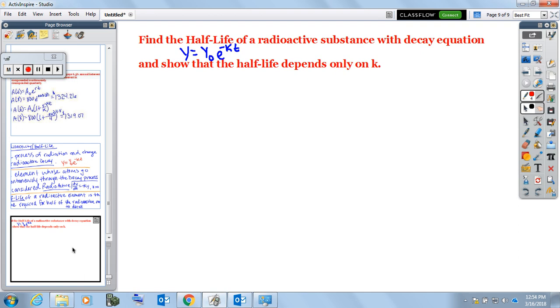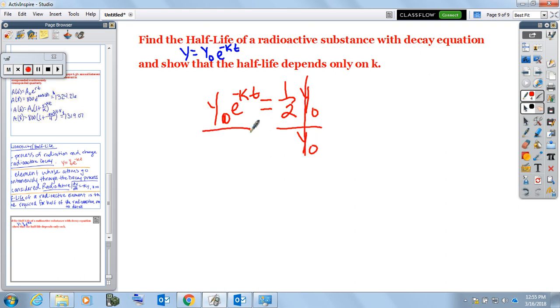So the half-life is the solution, really, to the following equation. If y normally is y naught times e to the negative k times t, well, half of the matter is going to be when this equals half of your original amount, or y naught. Now we want to find that value for t. The good thing is when I divide through by y naught on both sides, they cancel out, and I get e to the negative k times t equals 1/2, and then we're getting into our logs.